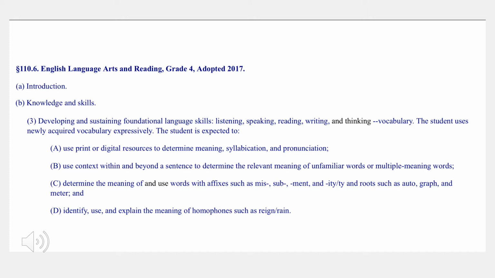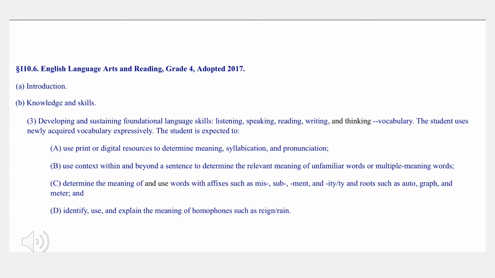Then for B, I also see the word use. It says use context within and beyond a sentence to determine the relevant meaning of unfamiliar words or multiple meaning words. Then we're jumping to C. As of right now, do we have any questions? If anyone sees a verb, please at any time stop me so we can go over that in case I missed it.